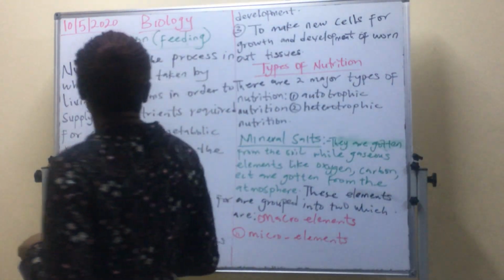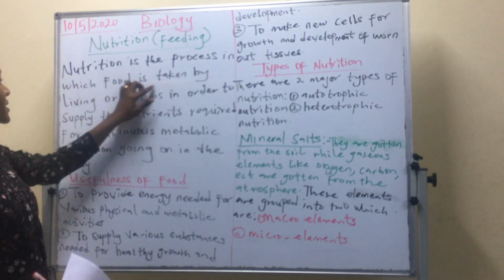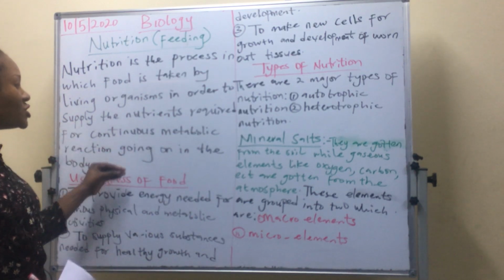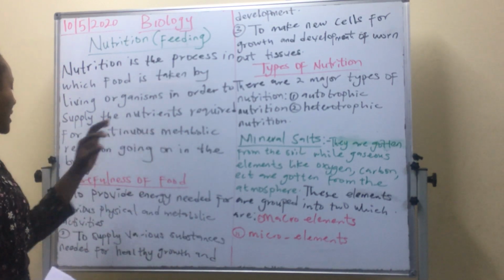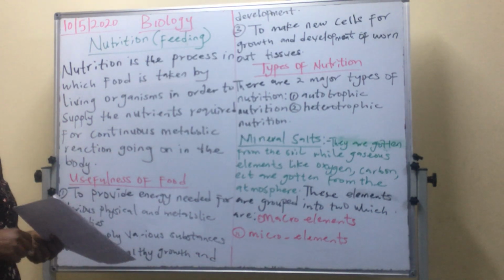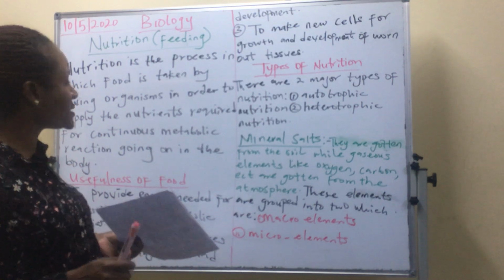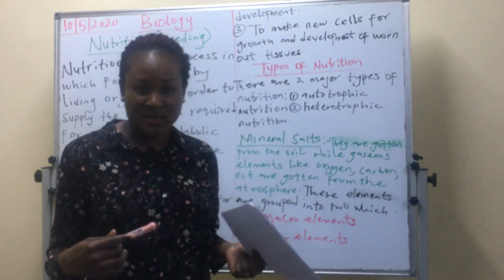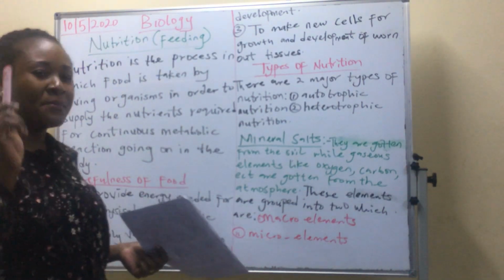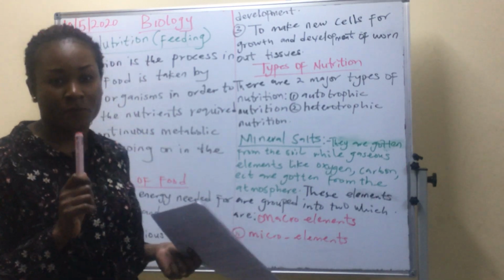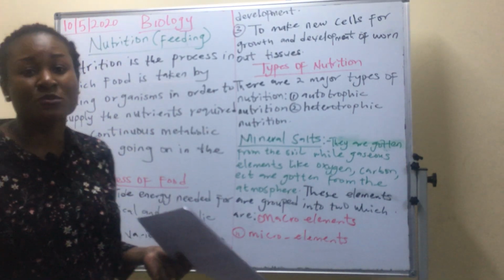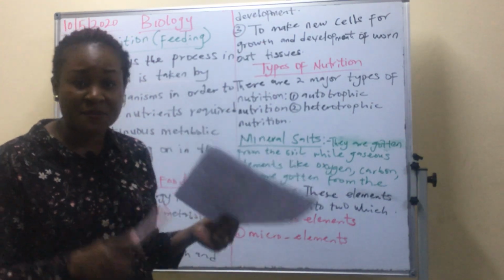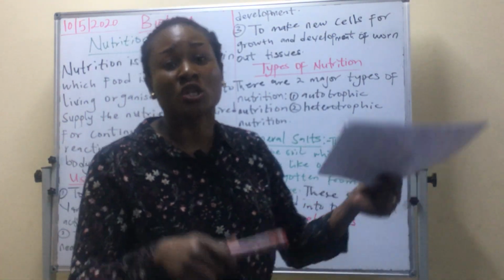Now, what is nutrition? Nutrition is the process in which food is taken by living organisms in order to supply the nutrients required for continuous metabolic reactions going on in the body of living organisms. I'll repeat: nutrition is the process by which food is taken by living organisms so that there will be continuous metabolic processes in their bodies. The major source of nutrition is food. Food helps living organisms carry out all the metabolic and physical processes needed for the body to maintain life, to continue life.